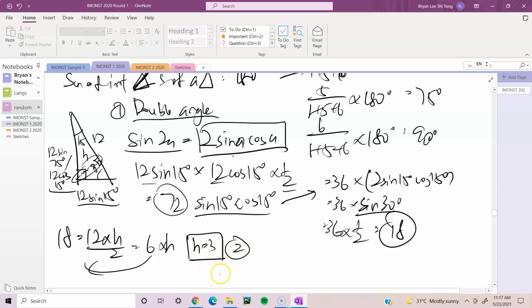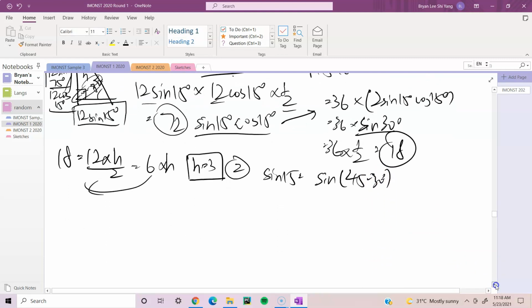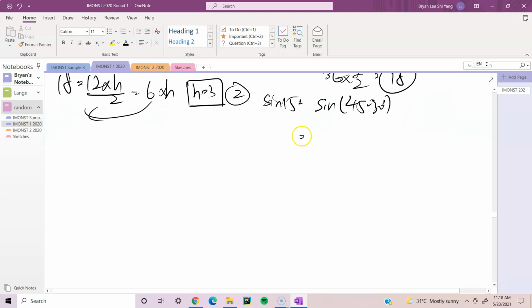Now the other solution is a bit more complex, but basically it involves addition of angles. So what we want to use here is 12 sine 15 and 12 sine 75. What we see here is that we know sine 15 equals sine of 45 minus 30 degrees, right? Sine 15 equals sine of 45 minus 30, which is a formula. You can learn it from somewhere else.